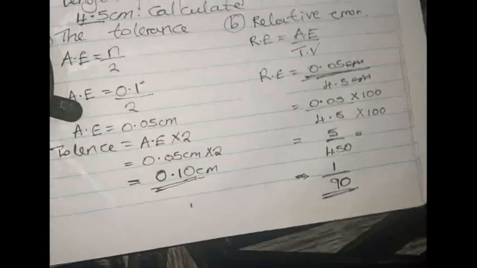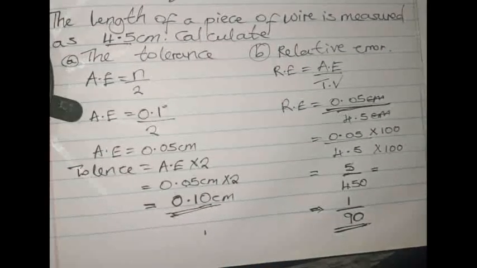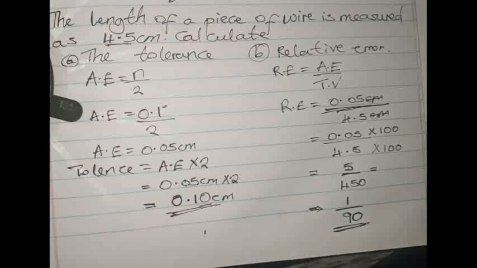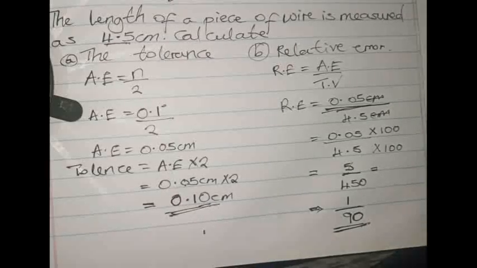So overall, this is how you solve the questions under approximations: tolerance, relative error, absolute error. Yeah, so that's how you go about it.